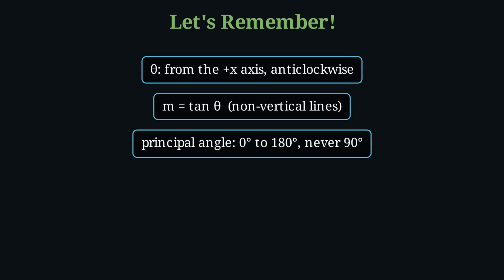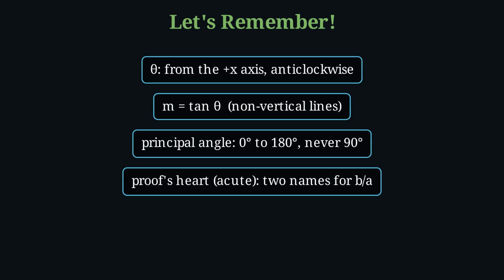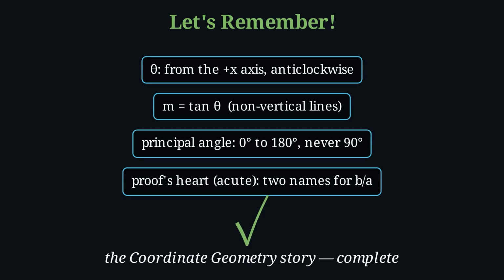The principal angle from 0 to 180, never 90. And the proof's heart, the acute case, two names for b over a, the rest rides on the trigonometry chapter. The coordinate geometry story, complete.